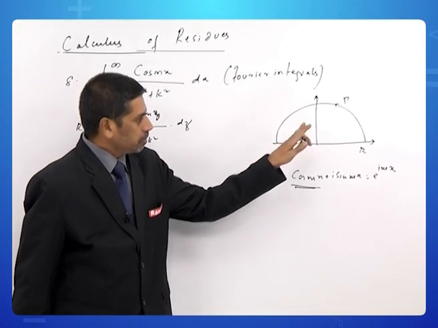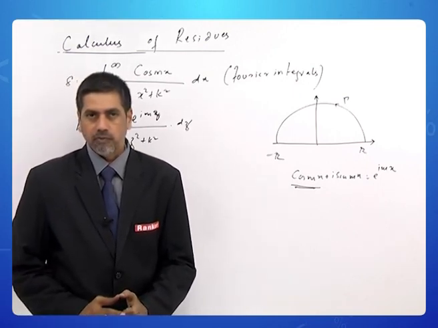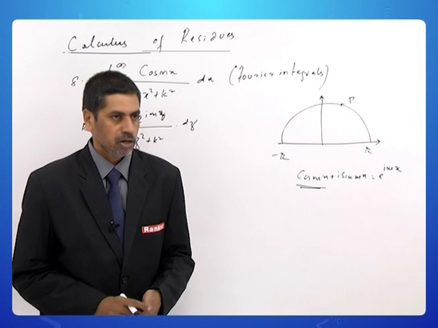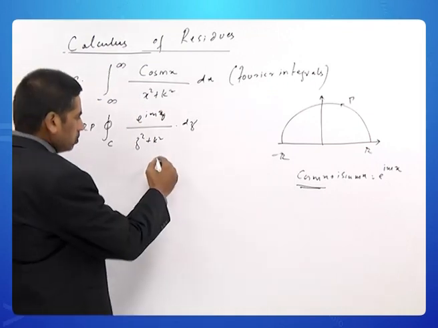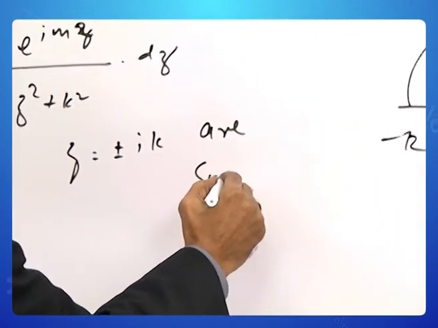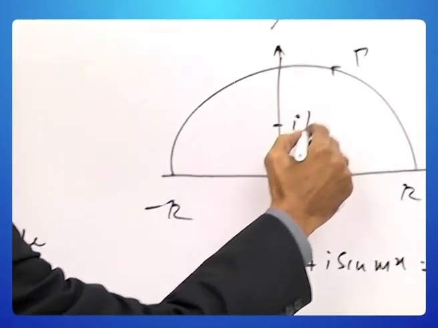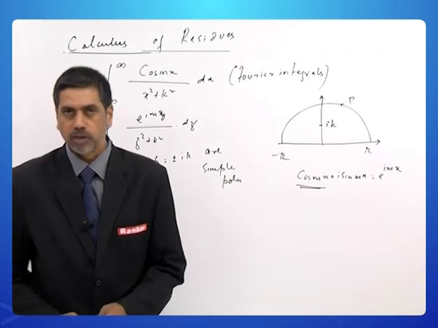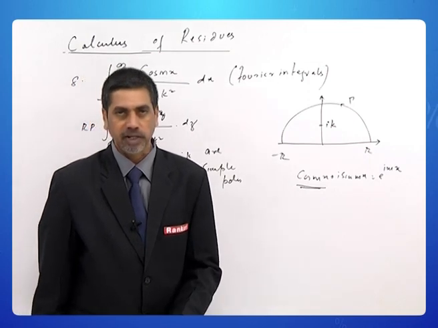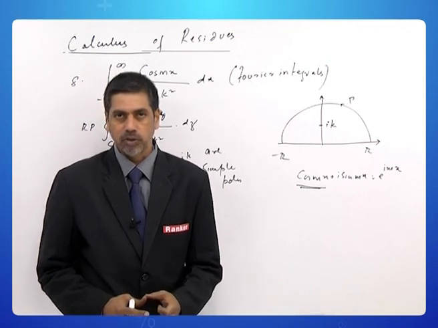So, the contour being the big semicircular contour, as I told you, we don't directly use cos mx or sin mx, but put it in terms of exponentials. Now, you can see that z is equal to plus or minus ik are simple poles, but only z is equal to ik lies inside the contour. Z is equal to minus ik goes below the contour. Therefore, we don't have a residue calculation for that. Now, we are trying to calculate the residue at the pole z is equal to ik.